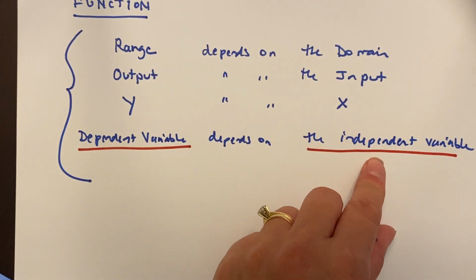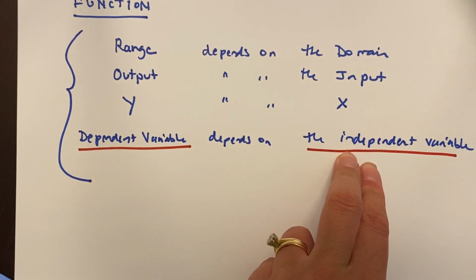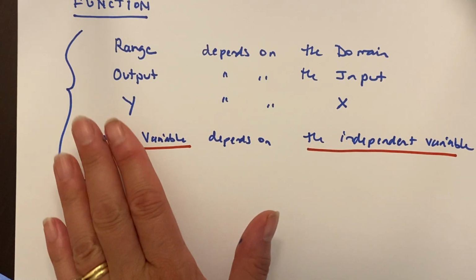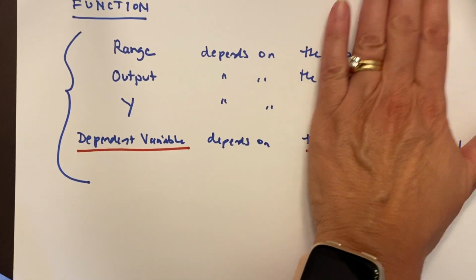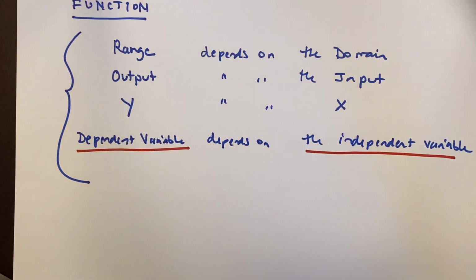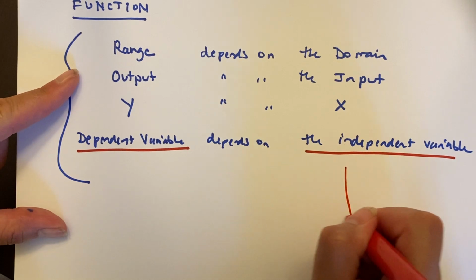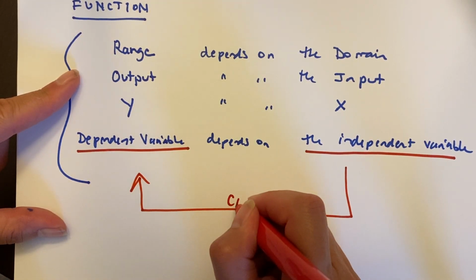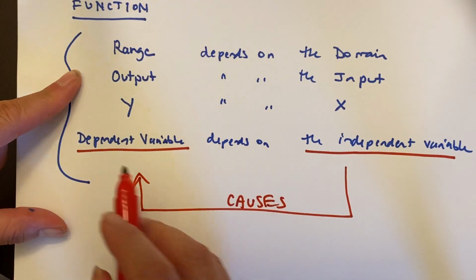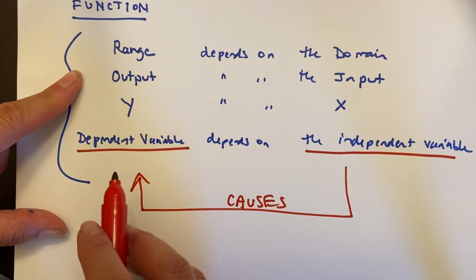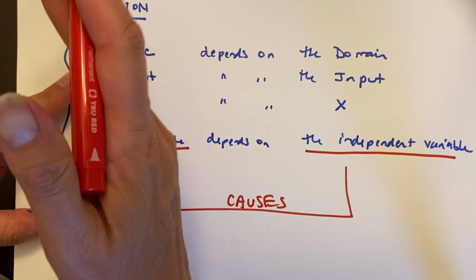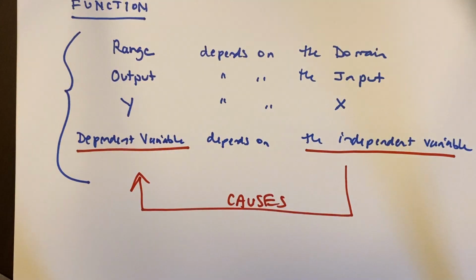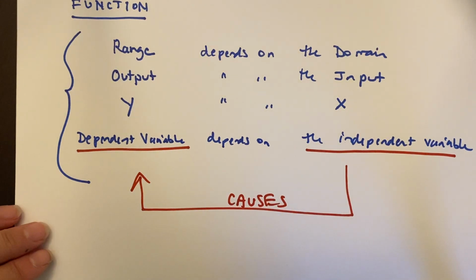Domain, the input, X, or the independent variable. The independent variable isn't caused by anything. The dependent variable, the output, the range, is caused by this. This causes this. The independent variable causes the dependent variable. It is important to know that this causes this. This depends on this. If you understand that, you're on your way to understanding functions. I'm going to finish in just a minute.